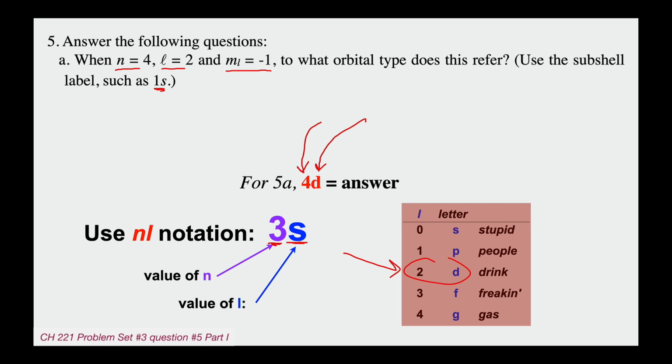The m sub l refers to one of the orbitals in the l subshell. l was like the subshell, like the type of house, and m sub l was the number of rooms or orbitals in there. And for the l equals 2 subshell, you have 5 possible m sub l values. So the l equals 2 house has 5 rooms, and m sub l of minus 1 is one of the 5 possible rooms in this house.